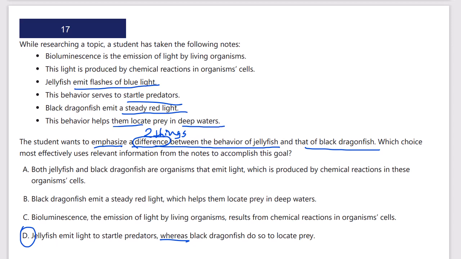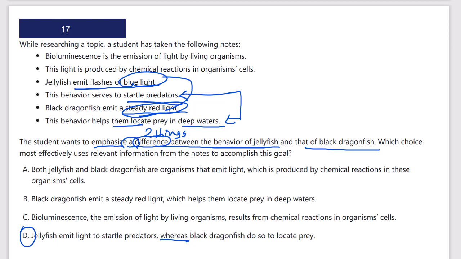Okay, so what are the differences? They're different colored lights. One's steady, one's flashing. And they have two different purposes. One's for catching prey, one's for evading prey, basically. So jellyfish emit light to startle predators, whereas black dragonfish do so to locate prey. That is a difference between the two being emphasized. That looks pretty good. I think that will be our answer.